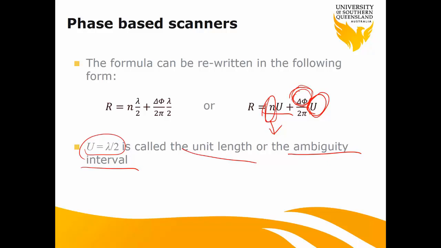But here, if we can get this N, that's fine, but there is no way to get this N. So can we take a different way to avoid measuring this? The following slide will show the principles for this, used in EDM and also in the laser scanner.